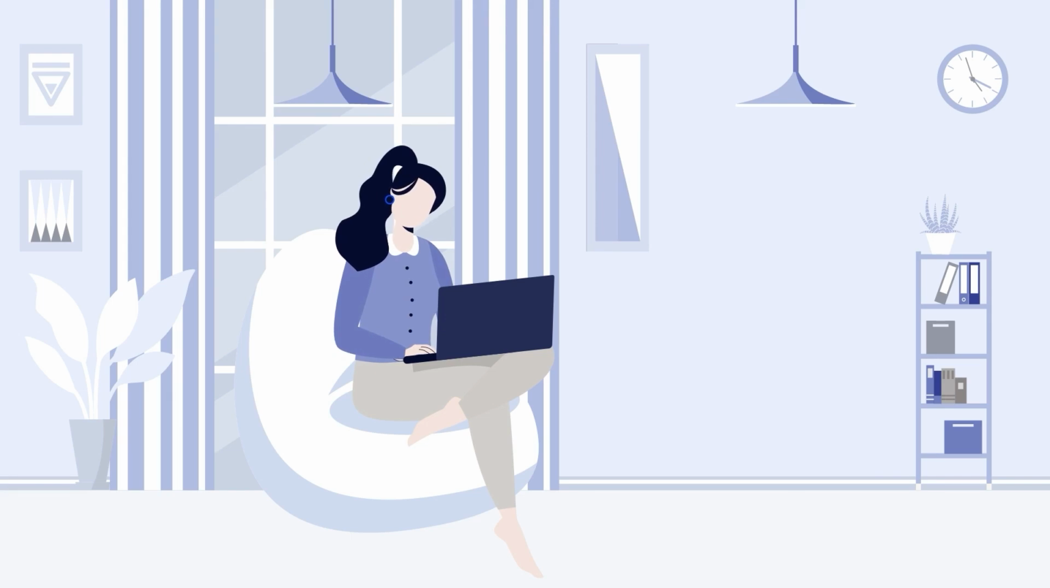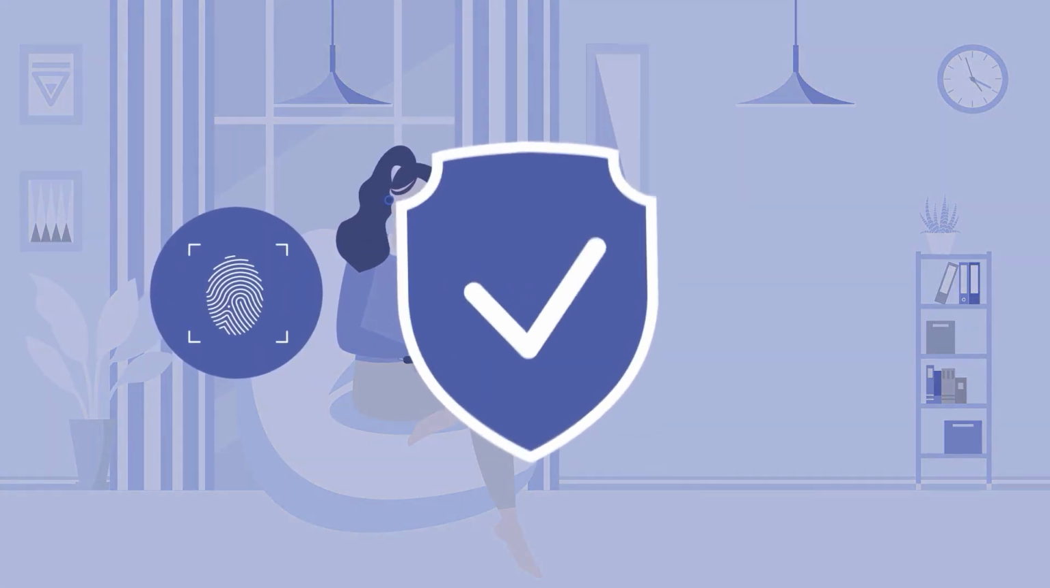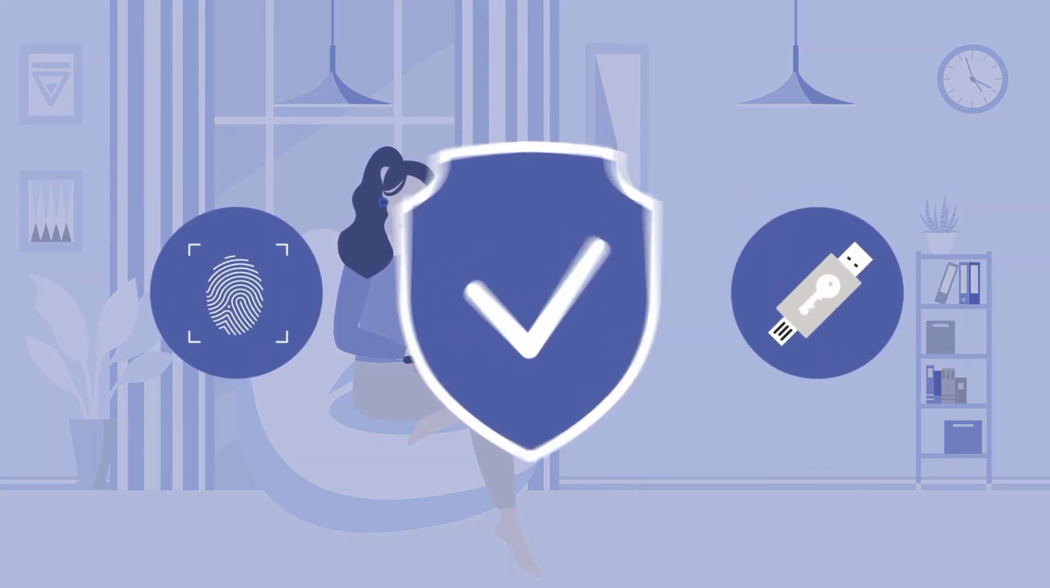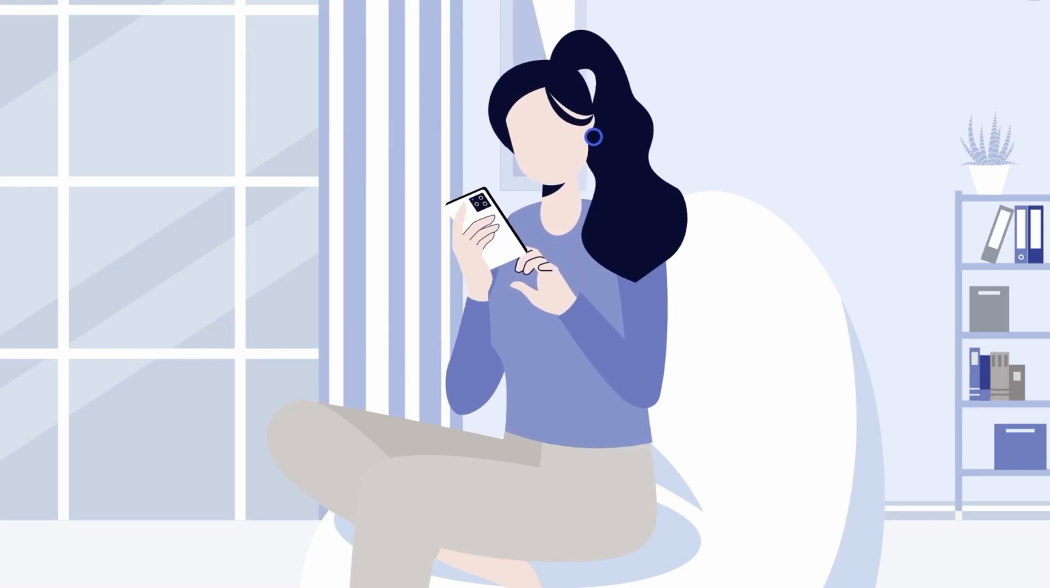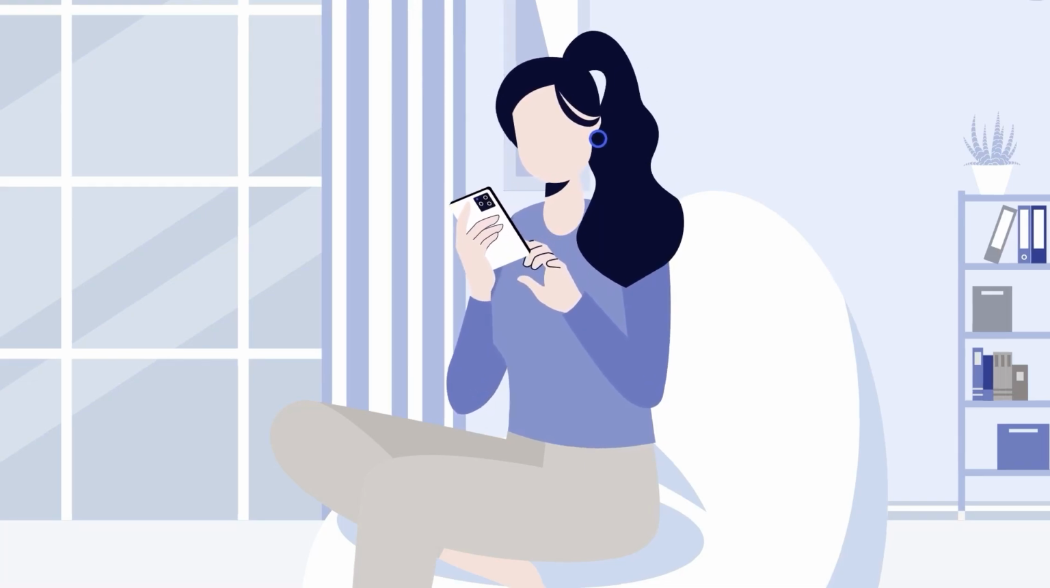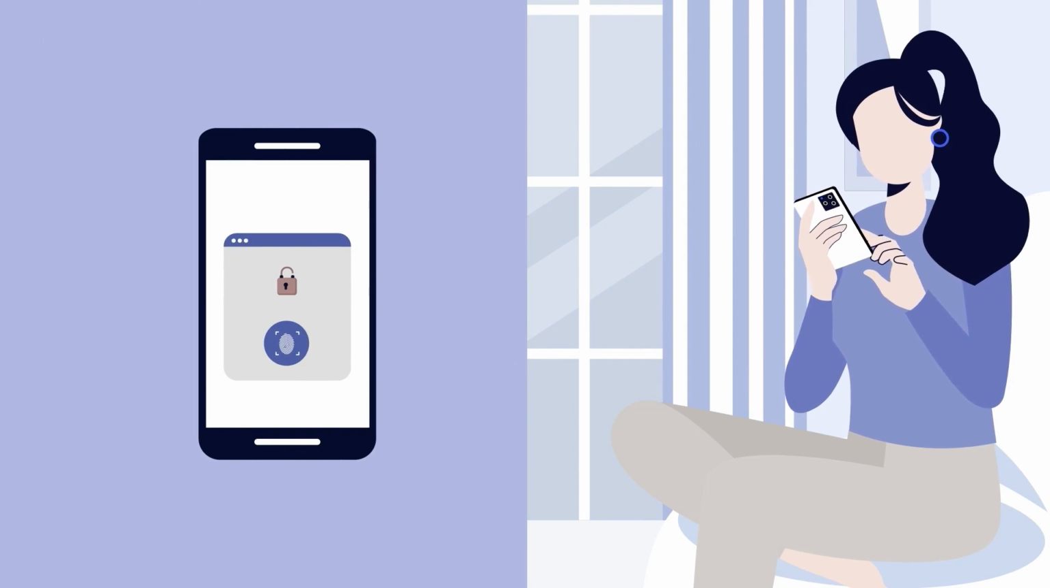The last second factor techniques we'll discuss are biometrics and hardware tokens. These are the most secure second factor solutions you can implement. Biometric authentication uses physical characteristics or inherence factors, such as fingerprints, facial features, or voice qualities. Biometrics are easy to use once set up, but often require specialized hardware and software.